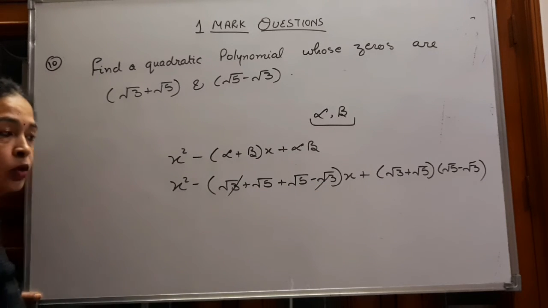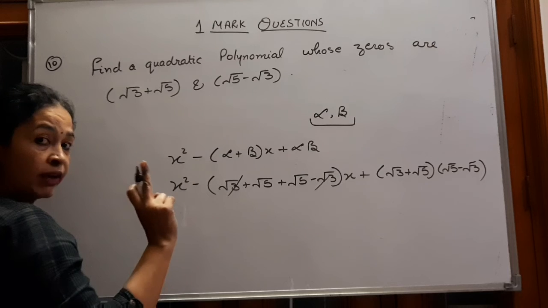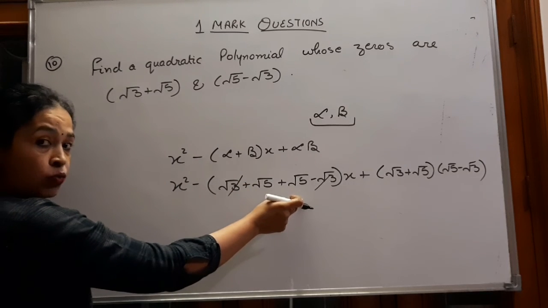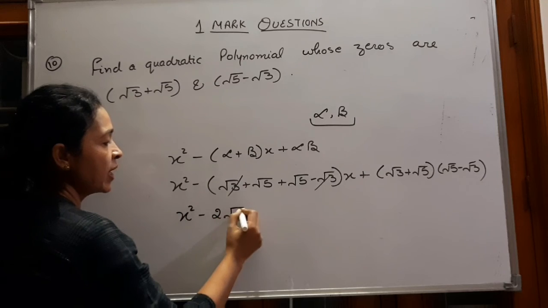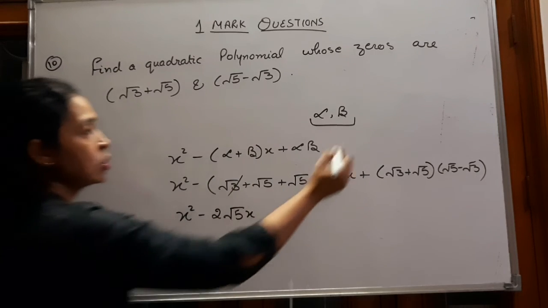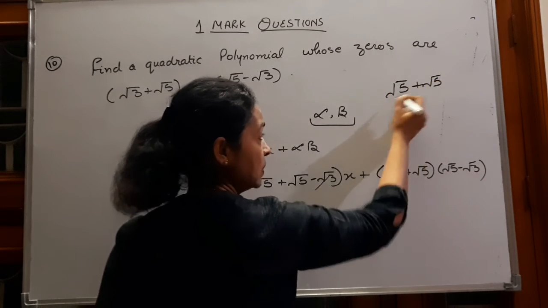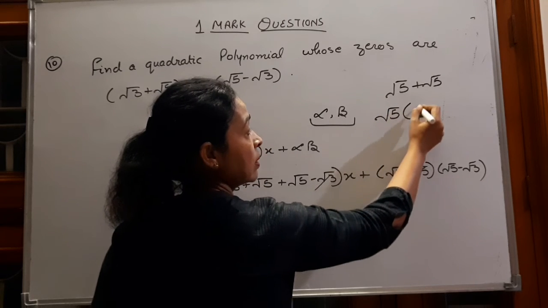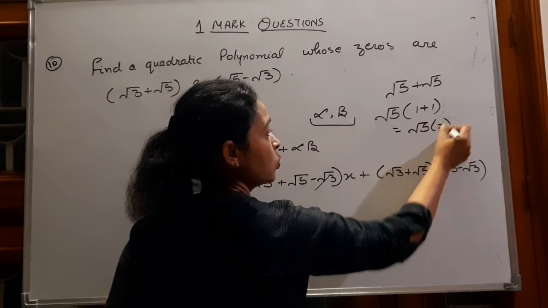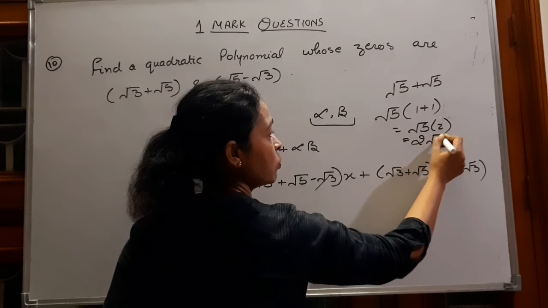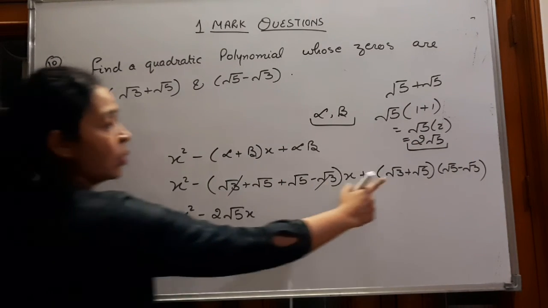Root 3 and root 3 get cancelled. Root 5 plus root 5. Root 5 can be written as 1 root 5. 1 root 5 plus 1 root 5 is 2 root 5. X square minus 2 root 5 x. You can also add root 5 plus root 5 by taking root 5 common. Inside we have 1 plus 1, root 5 into 2. That is 2 root 5. You have learned all these things in class 9.